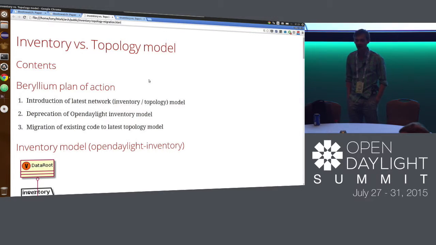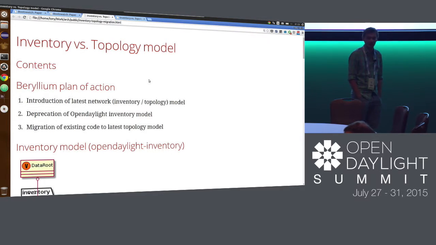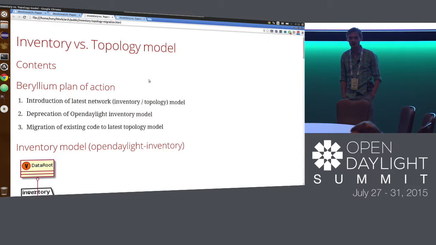First is to deprecate the existing APIs, which are still not deprecated in the Lithium, and move to the new APIs in the Beryllium. And then in the Boron, just to remove the old APIs.